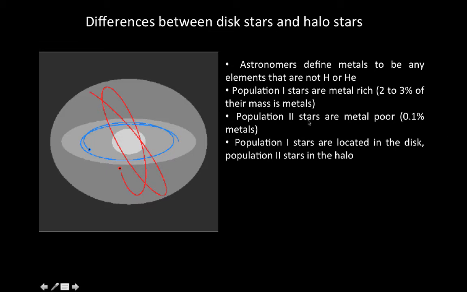Population 2 stars, being metal poor, are stars that are very, very old, stars that have been around since not long after the very first stars in the universe. So they're long-lived stars, and they haven't had a chance for their material to be recycled several times and therefore increase the proportion of metals in them.